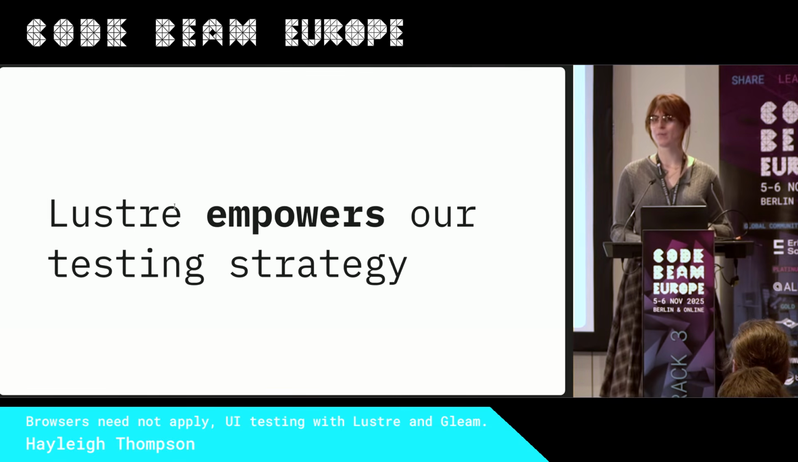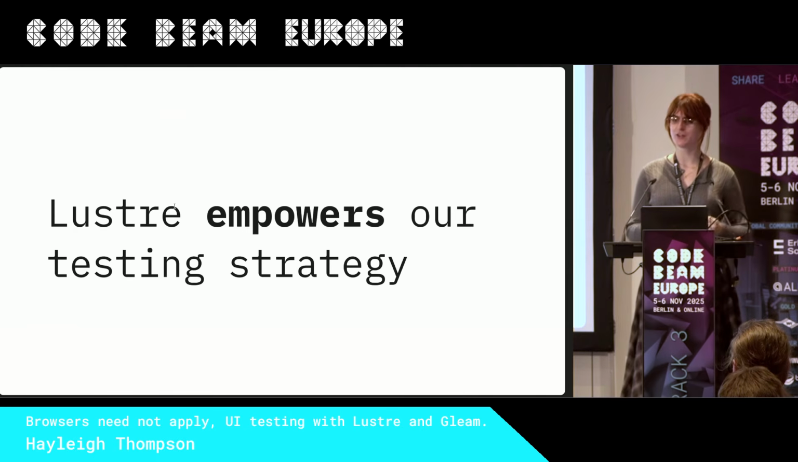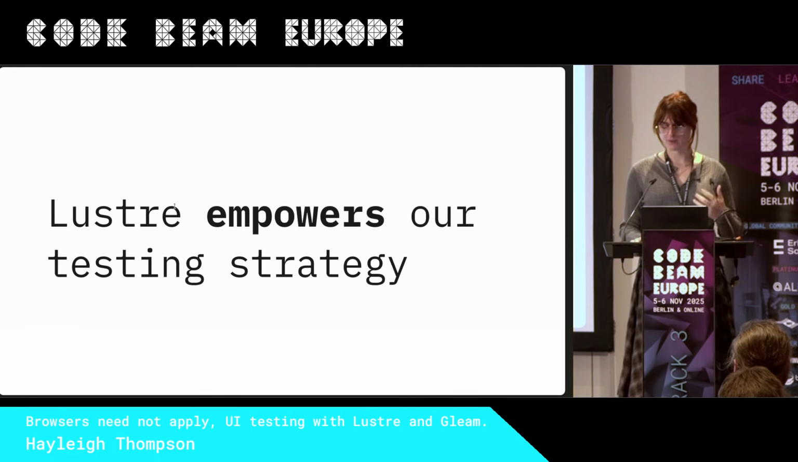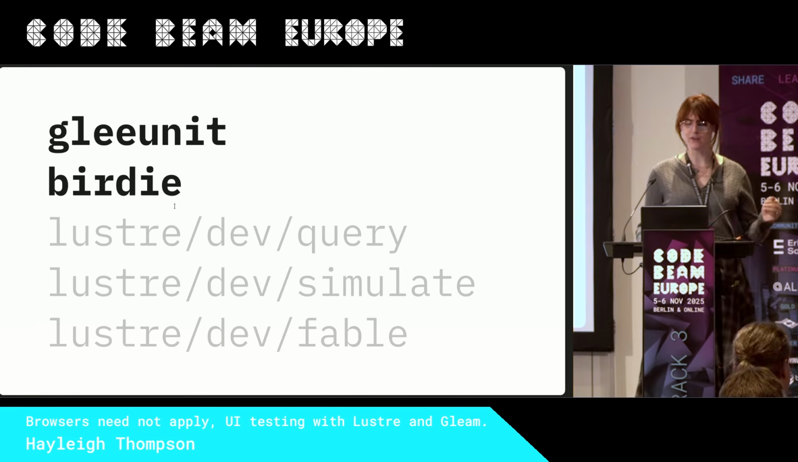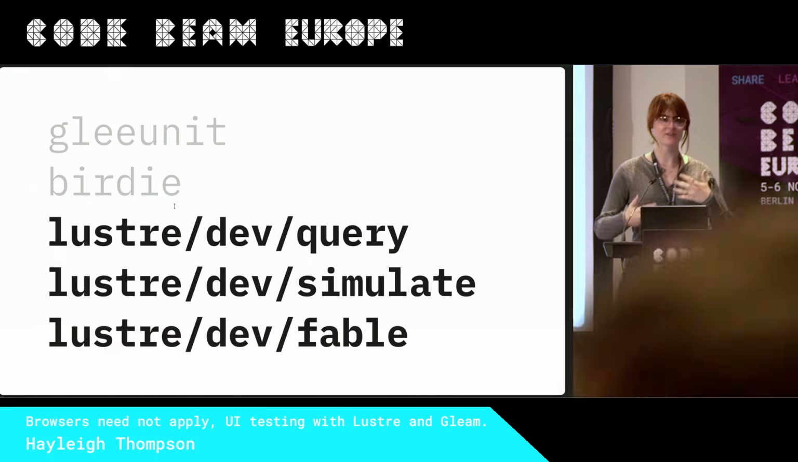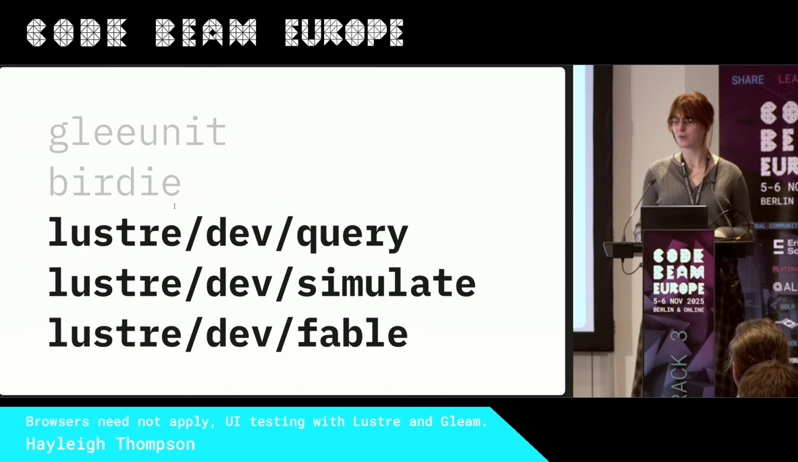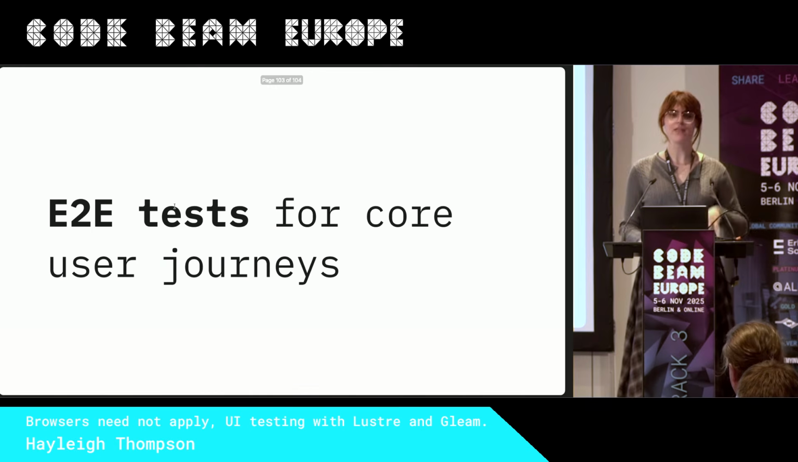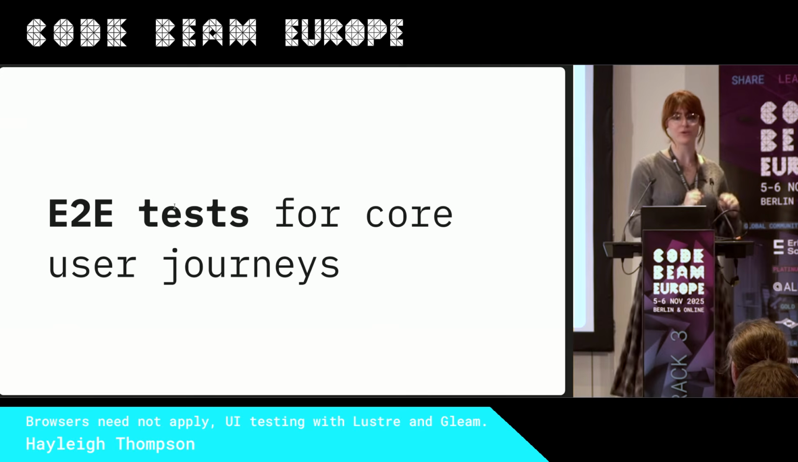So to recap, Lustre empowers our testing strategy, both in its architecture and the modules and ecosystem of packages that are available. So we have testing libraries, Gleeunit for running tests, Birdie for making snapshots, and then we have these testing modules, queries to simulate an app or run a Storybook kind of clone. And then finally, maybe end-to-end tests are still useful for our core user journeys, but we don't need to start leaning on them for everything.